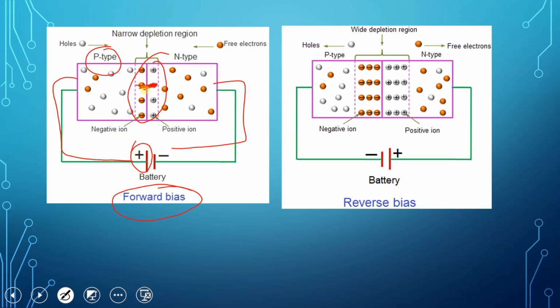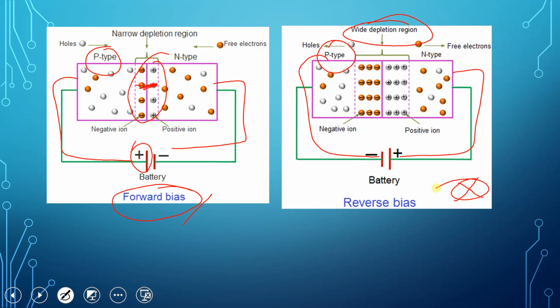So next is reverse biasing. In the case of reverse biasing, P is connecting to the negative of the battery and N is connecting to the positive of the battery, and in this case no current is flowing and the width of depletion layer is wider. The depletion layer is more wider as compared to the narrow depletion layer. Because of narrow depletion layer in the forward biasing, the current is flowing, and because of wider depletion layer, no current is flowing in the reverse biasing.